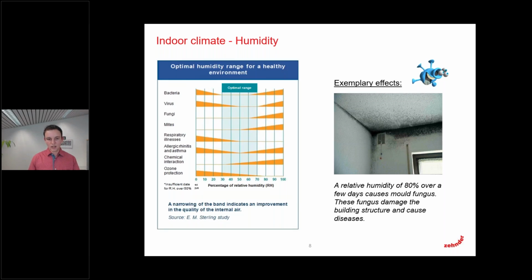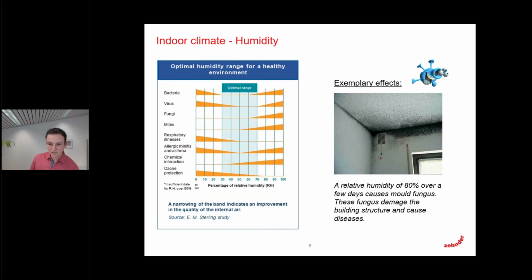And yeah, you can see this also in the chart on the left-hand side. There you can see the concentration of bacteria, virus, fungi, respiratory illness, allergies, and asthma in terms of humidity. And luckily, this optimum range is equal to the thermal comfort. So here we are also at 30% up to 70%.